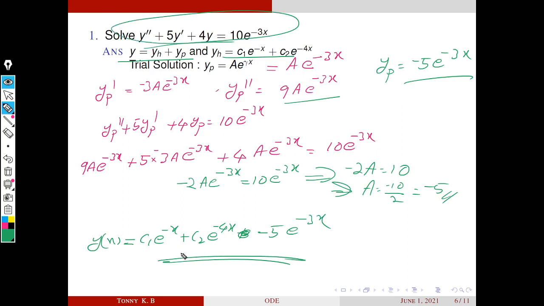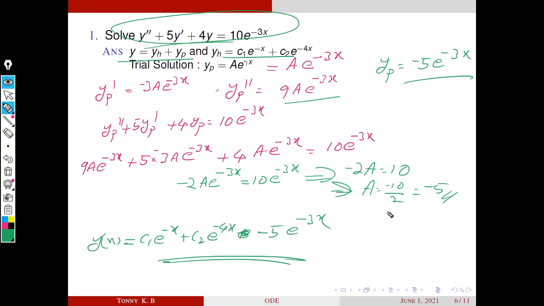By choosing different values of C1 and C2, you find different solutions for this ODE. They are called particular solutions or particular integrals. A particular integral is any solution. So a particular integral is not unique. You can find another particular integral. How? A particular integral is any solution of the given ODE. If we choose particular values of C1 and C2, you get another particular integral.